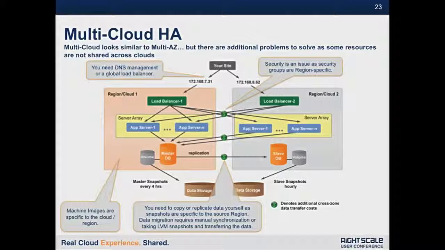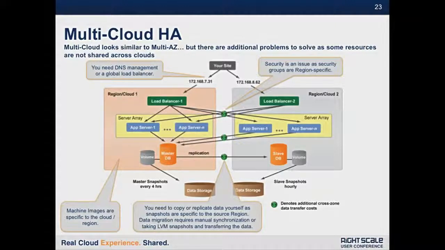That's a solvable problem. Machine images are specific to the cloud, right? If you're running an AMI in US East, you can't run that same AMI in US West. And if you're running an AMI in US East, you certainly can't run that AMI in Rackspace, right? So if you're not using the RightScale platform, and most of you probably are because you're our customers, you know that our MCIs, our multi-cloud images, abstract this out for you. If you use an MCI, it will choose the correct underlying image for the cloud that you're on. But if you're not using RightScale, you've got to solve that problem, and that's a tough problem to solve.